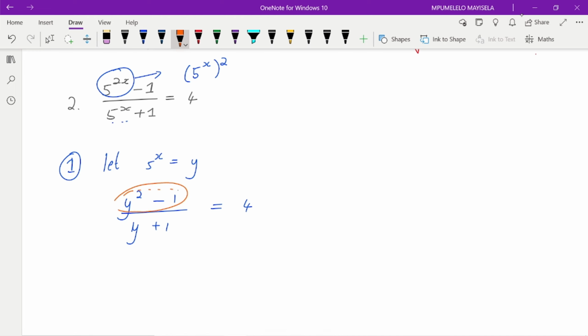Notice that this part right here is a difference of 2 squares. Difference of 2 squares will simply give us y plus 1 and y minus 1. This is valid because remember 1 is the same thing as 1 squared, so we can indeed use difference of 2 squares.